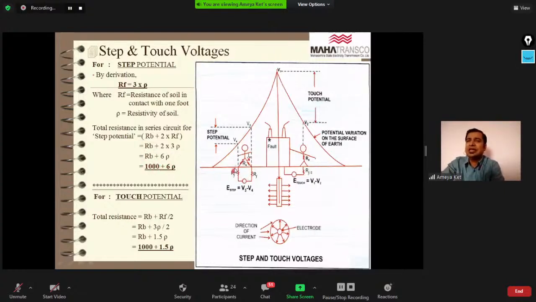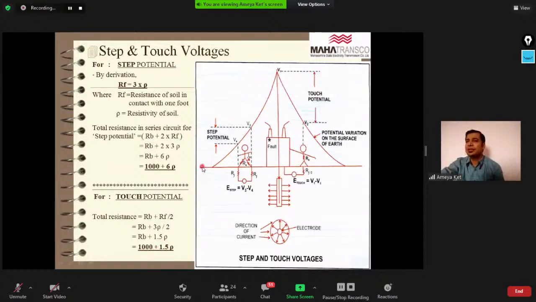If we want to represent this electrical circuit in terms of soil resistivity with some constant coefficient relating to the step potential, so if I want to conclude this circuit, the step potential would be equal to 1000 plus 6 times rho. Similarly, for the touch potential, it will tune to 1000 plus 1.5 times rho.